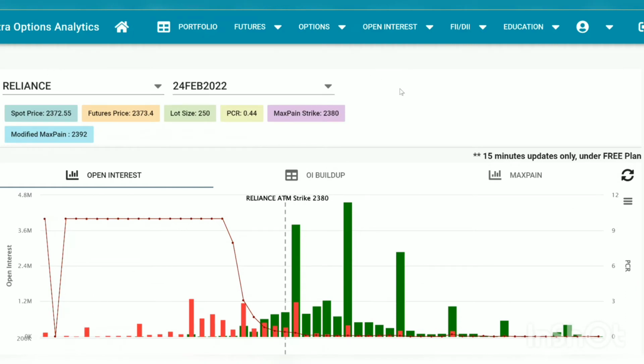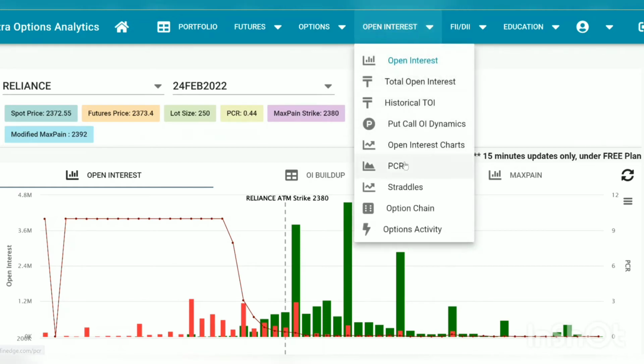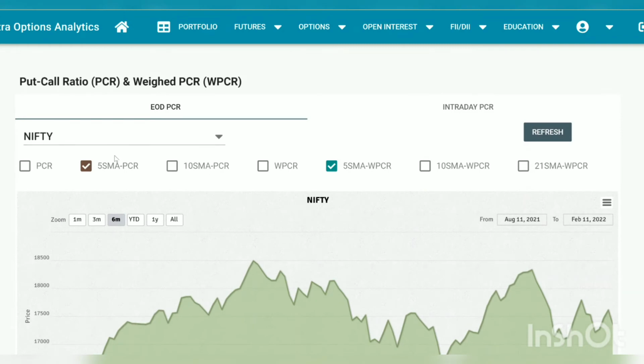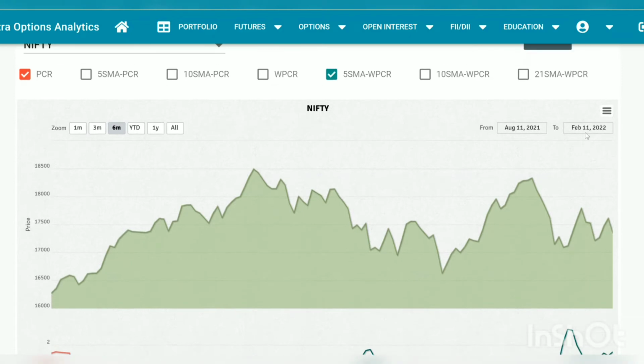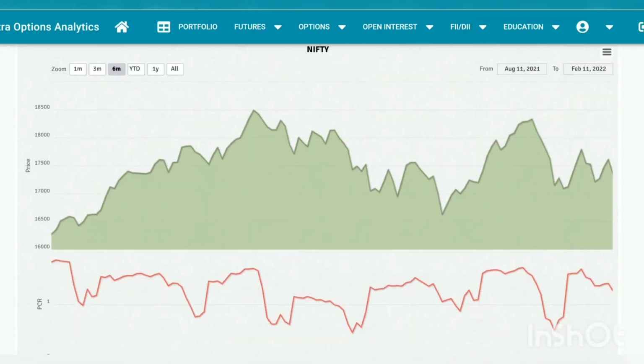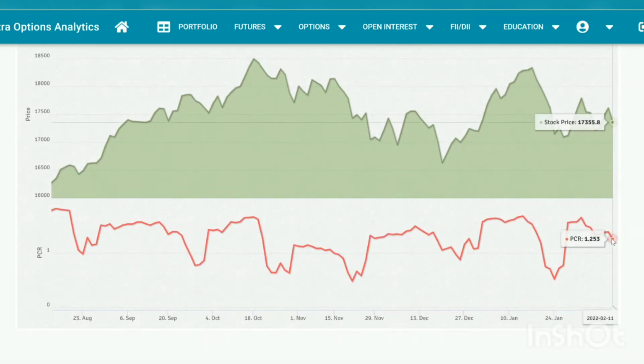Now on this particular site, we can also see the PCR ratio. PCR is a very interesting thing. For Nifty, we generally look at it, right? PCR we generally don't see anywhere, so it is a very good thing that this site provides us. If we see Nifty PCR, it is currently at 1.25.